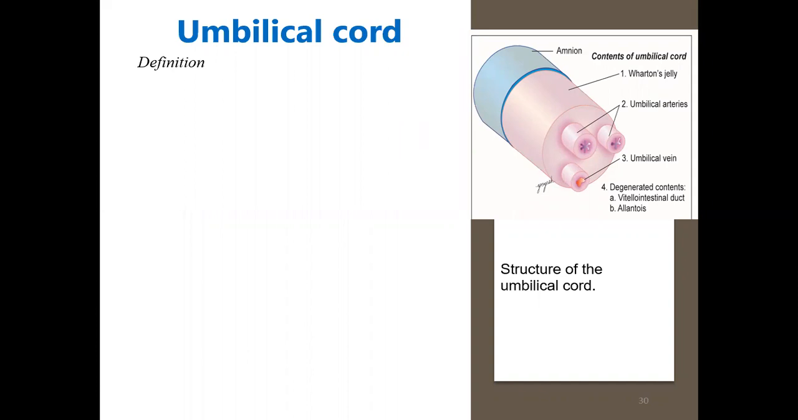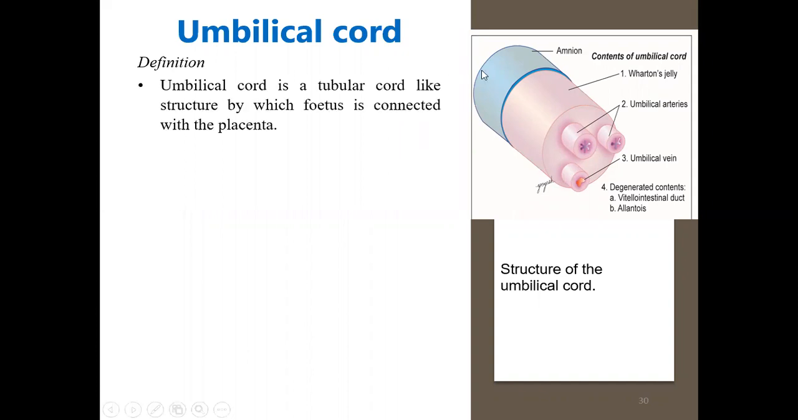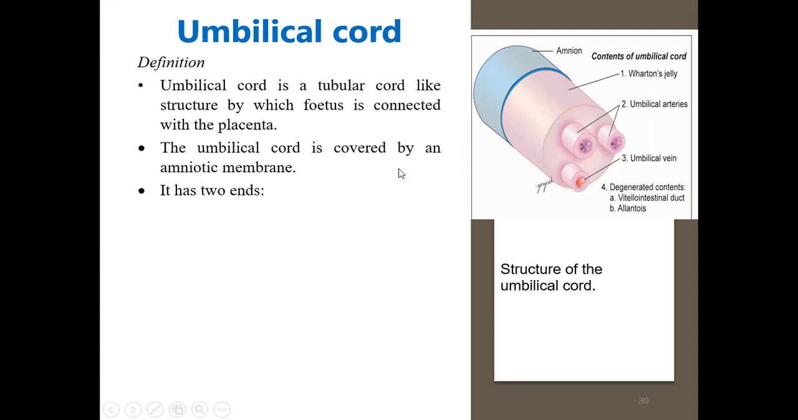So, what is the umbilical cord? By definition, it is a tubular cord-like structure by which the fetus is connected with the placenta. It is covered by the amniotic membrane. During the lateral folding, if you remember, the amniotic cavity overgrows the whole of the fetus. It covers the ventral surface as well, and it comes to cover this connecting stalk as well. That is why it is covered by the amniotic membrane.